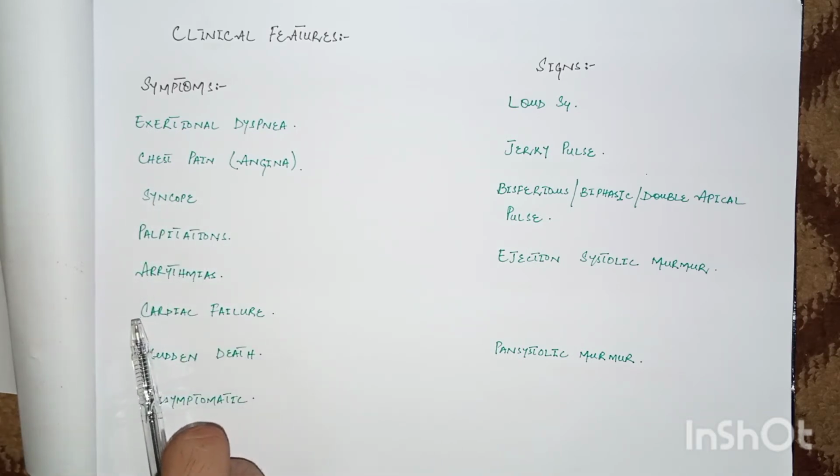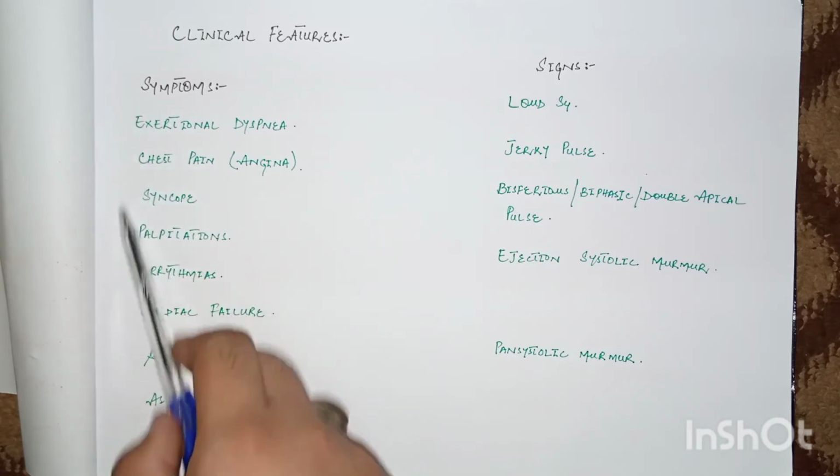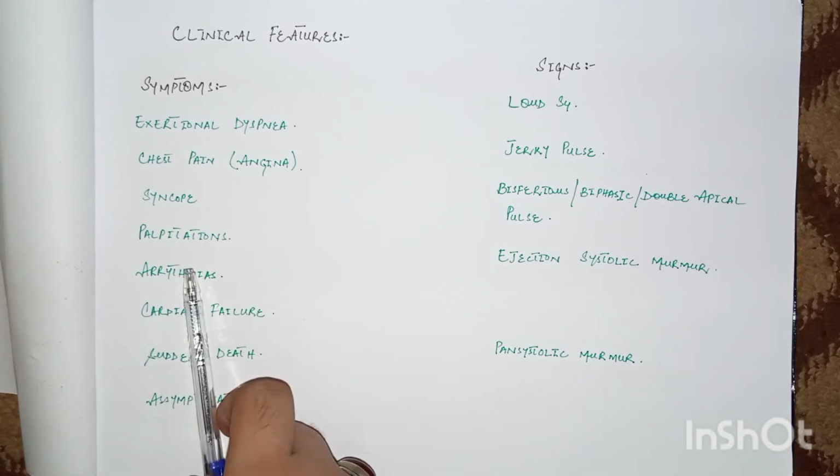When there is chronic, long term diastolic dysfunction, it may end up with cardiac failure, and it is the most common cause of sudden death in young athletes. It is because of arrhythmias. Sometimes the patient may be asymptomatic. So these are all the symptoms of hypertrophic obstructive cardiomyopathy.